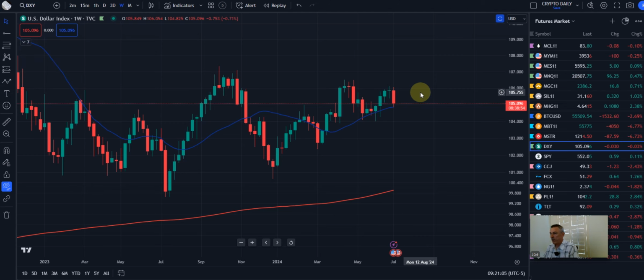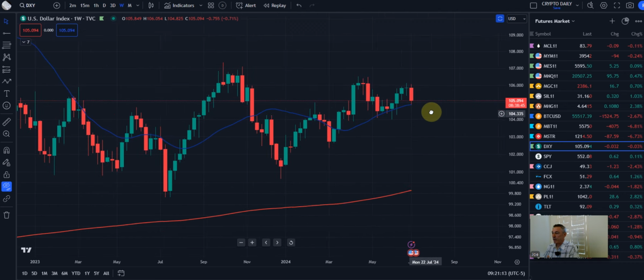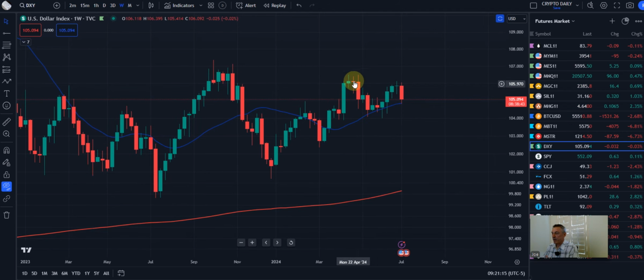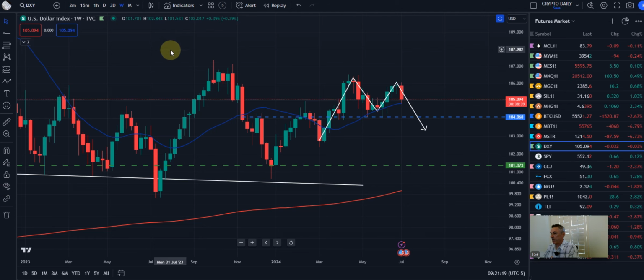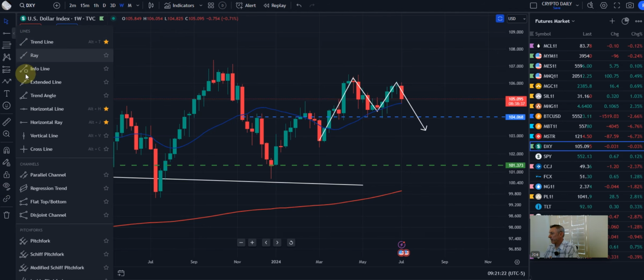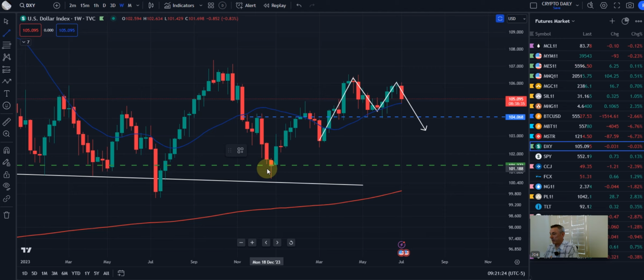Now, every so often, gold and silver will decouple. In other words, they'll do the opposite of what you're thinking they should be doing with the dollar. Okay. So let's put all that on. And as you can see, we already have that kind of lined out. And then we'll put our trend line up here.